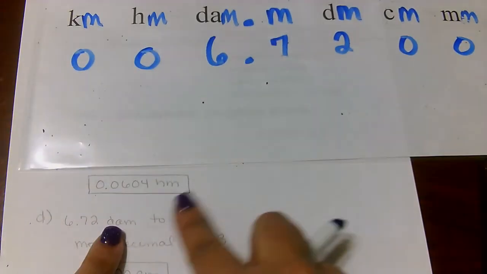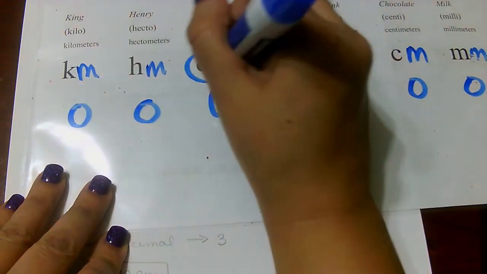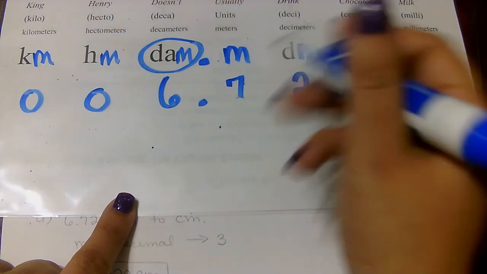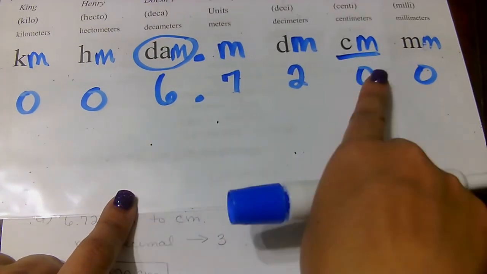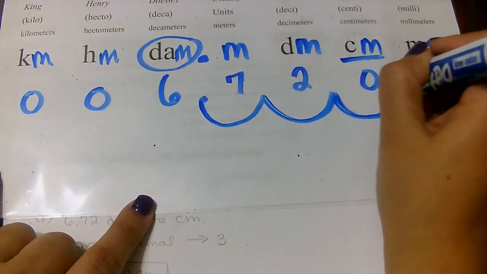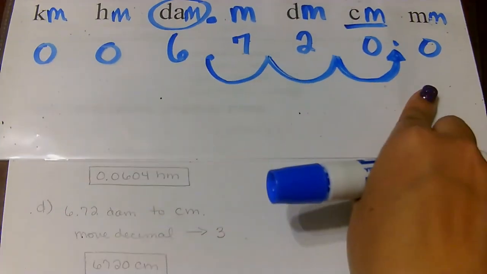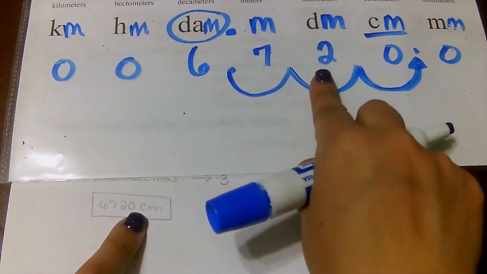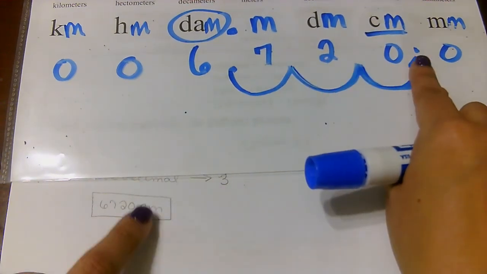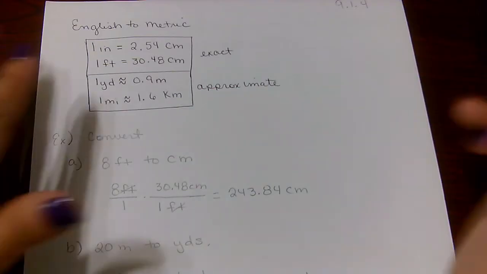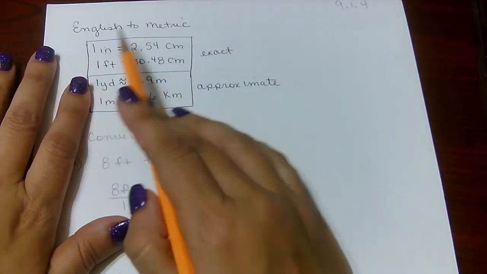Okay. Now I'm going from decameters, which is this one, and I'm going all the way to centimeters, which is over here. Okay. So what we're going to do is take our decimal and move it over. 1, 2, 3. It's going to go right here. So our new number now is going to be 6, 7, 2, 0, and then our decimal place is at the end. I don't need to write the decimal here because it's understood it's at the end, and then I have centimeters.